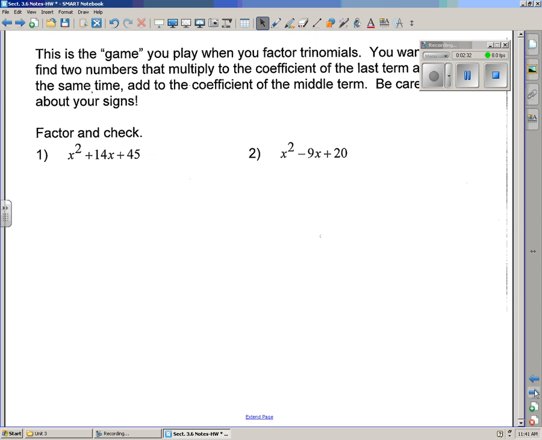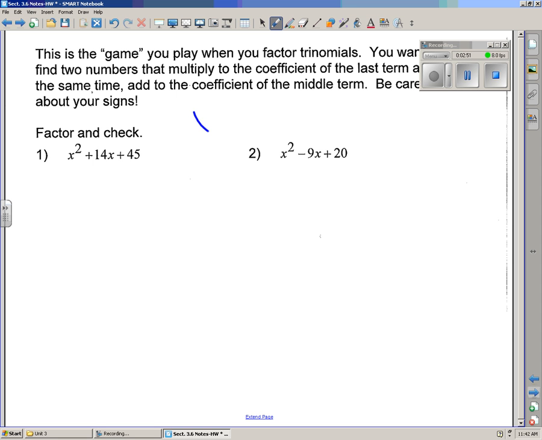This is basically the game that you play when you factor trinomials. You're going to want to find two numbers that multiply to the coefficient of the last term, and at the same time, they're going to add to the coefficient of the middle term. You've got to be really careful about your signs. What we happen to call these types of factoring problems, these trinomials, is we call them I AM.